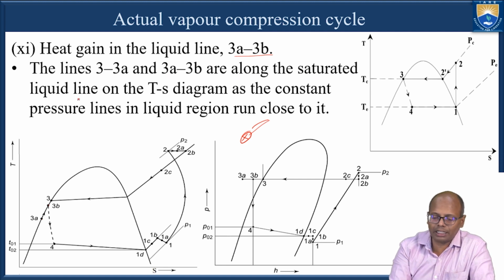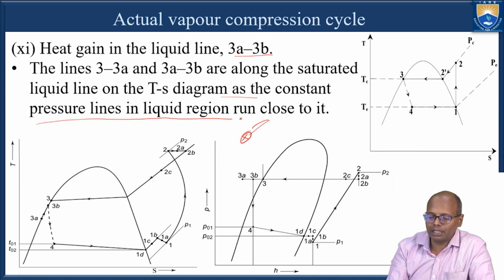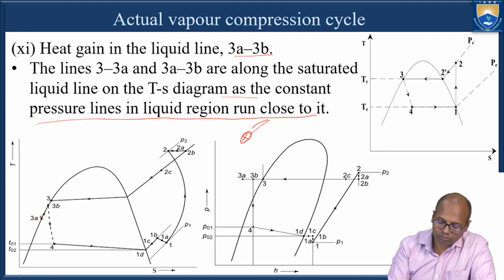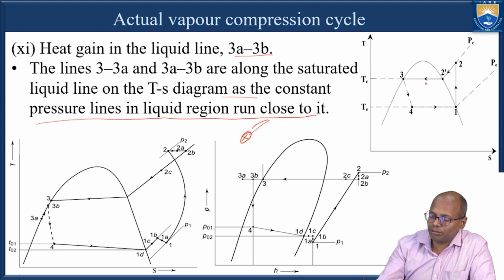Now here there is a statement: the lines 3 to 3A and 3A to 3B are along the saturated liquid line on TS diagram, as the constant pressure lines in liquid region run close to it. So what is the meaning of it? So here, if I see this TS diagram, the constant pressure lines.